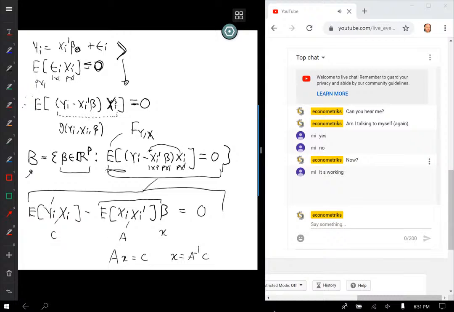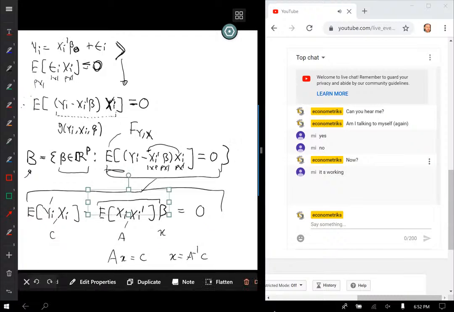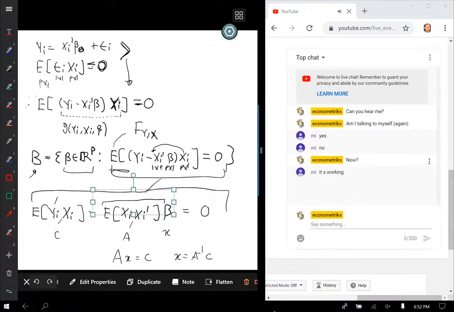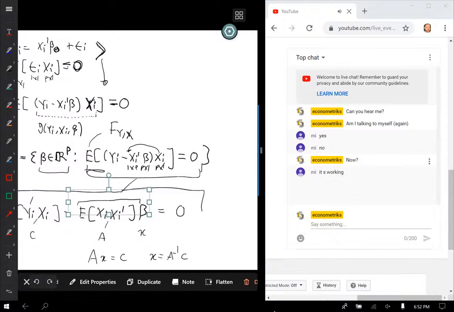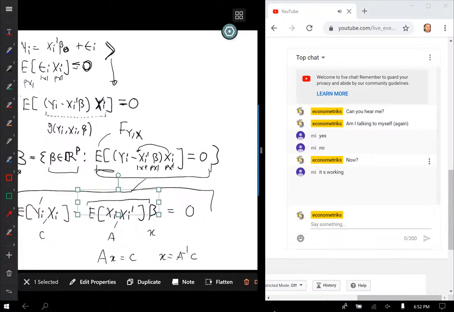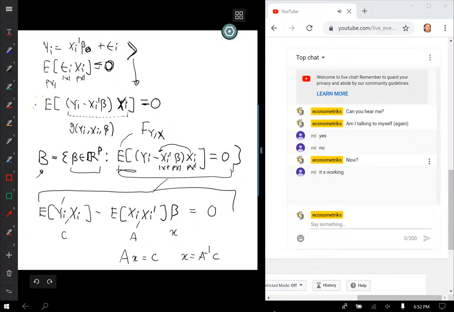But we can see in this instance, the solution set B does actually depend on the true distribution of y and x. In order for there to be a unique solution, the distribution of y and x has to satisfy that this E[XX transpose] has full rank. So for all distributions of y and x where that is full rank, there's a unique solution. Otherwise, there'll be an infinite number of solutions governed by the solution.